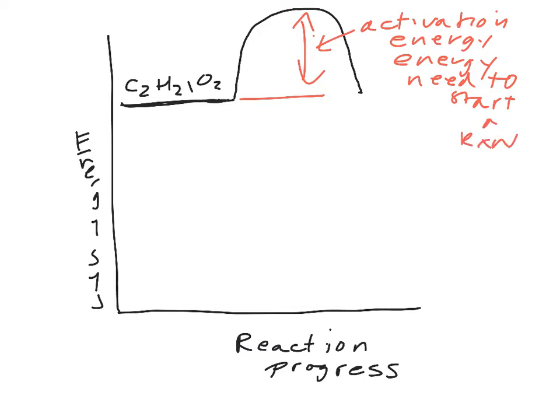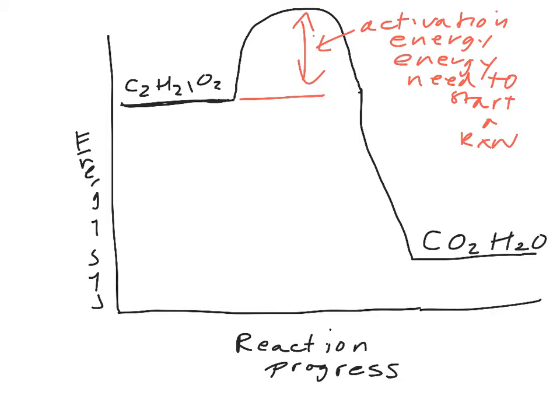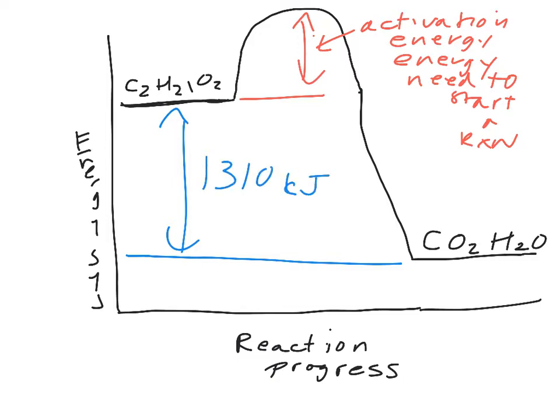That's the energy needed to start a reaction. Then the reaction occurs, and it produces carbon dioxide and water. And carbon dioxide and water have less energy inside their bonds than does the acetylene and oxygen. So the height difference between those two would actually be equal to 3,100 kilojoules.